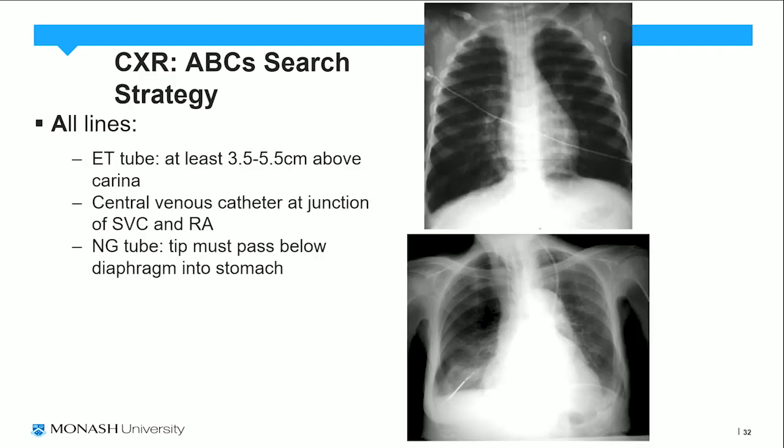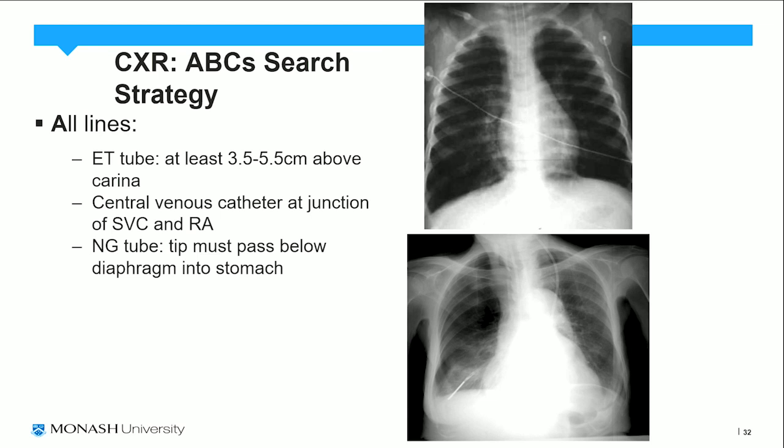And then still with A, look at all the lines. For example, if the patient has an endotracheal tube, it should be at least 3.5 to 5.5 centimeters above the carina, and this you can see on the chest of the pediatric patient. And then the central venous catheter must be at the junction of the superior vena cava and the right atrium.